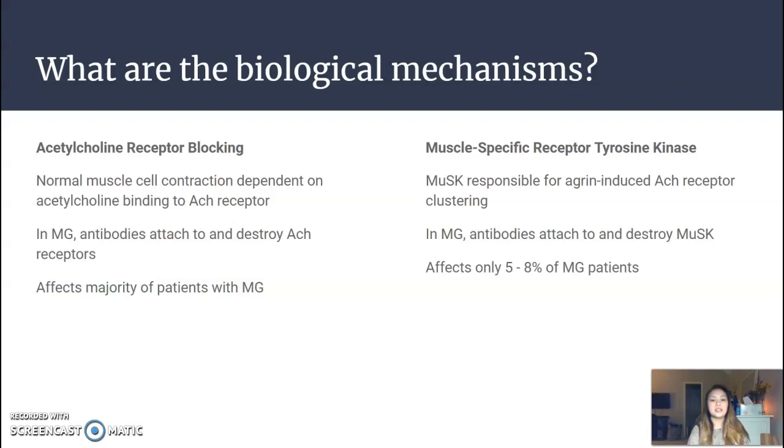And the muscle-specific receptor tyrosine kinase is a little bit less well understood in comparison to the acetylcholine receptors. However, scientists do know that MuSK is responsible for synaptic formation and agrin-induced acetylcholine receptor clustering, which is an essential step in muscle contraction and starting to kick off that process. But in myasthenia gravis, antibodies will attach to and destroy these specific receptors, but this only affects about 5 to 8% of myasthenia gravis patients.